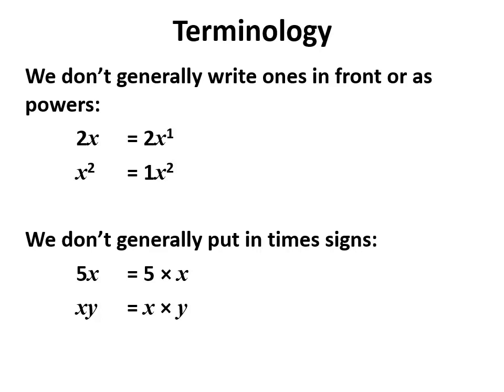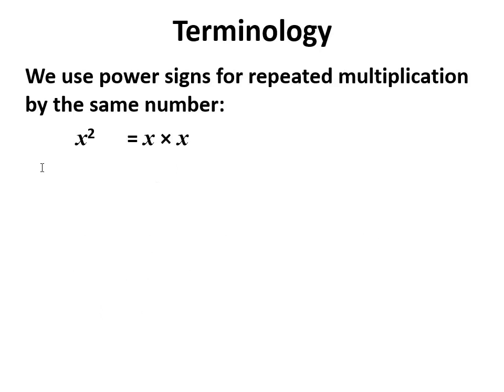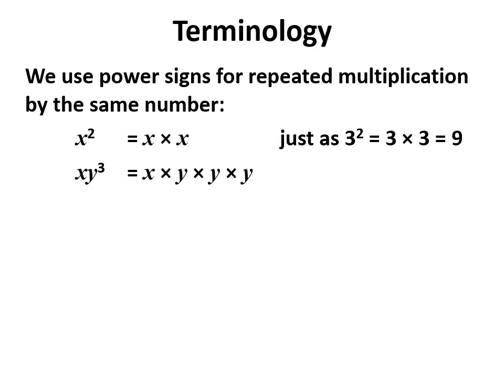And then the one that causes people trouble, the little power at the back, is how many times a number is multiplied by itself. So x squared is x times x, just as 3 squared is 3 times 3. That number only applies to the number it's attached to. So in this case, the 3 is attached to the y, so there is 1x, we haven't written it in, as always, and 3 y's multiplied together.